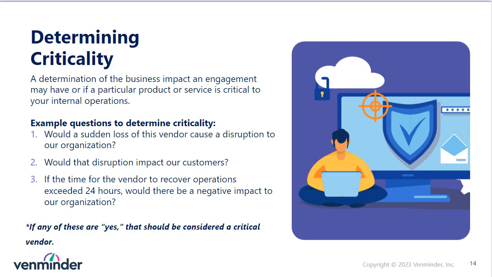Well, here it is in writing. These are good examples of criticality determination. Would a sudden loss of this vendor cause disruption to your organization? Would a disruption impact your customers? If the time for the vendor to recover operations exceeds 24 hours, would there be a negative impact to your organization? If any of these are yes, it could be considered critical. This is just a baseline. You might have more. You might, for example, bring reputational themes in these questions, or increased regular scrutiny and that concept into this criticality determination.